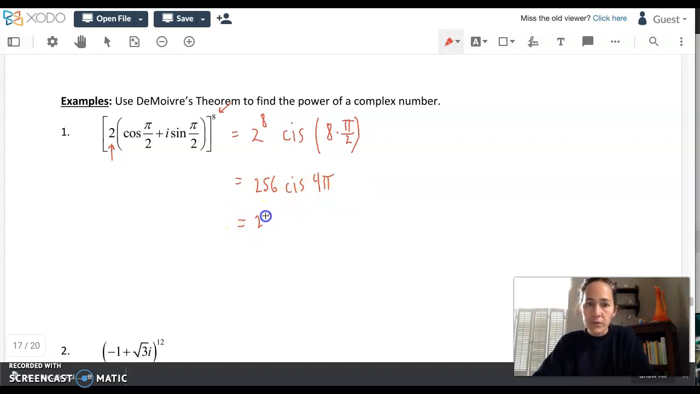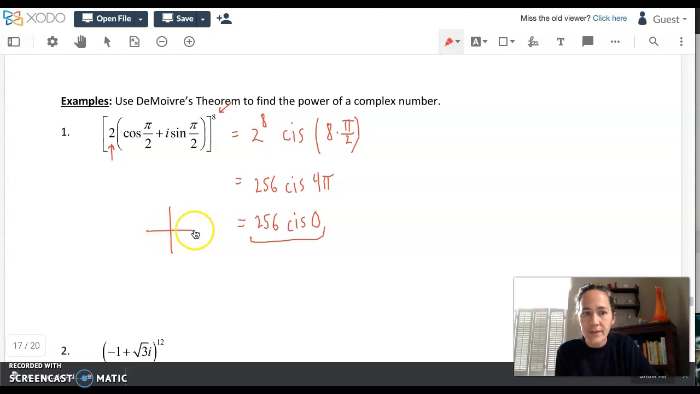Beautiful. This is also known as 256 cis. What else is coterminal to 4 pi? That's convenient. 2 pi is the same angle, as is 0. Here's your polar version of the answer. Always convert these answers to rectangular. It's good conversion practice. Plus this one, cis 0, so you're at 0 degrees. We're over on the polar axis to the right, and we're 256 units out. This conversion wouldn't be bad.